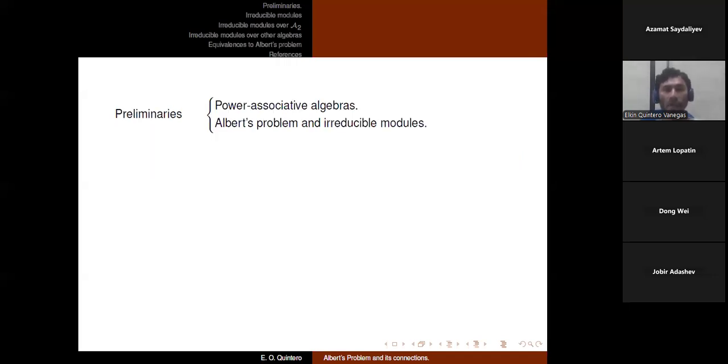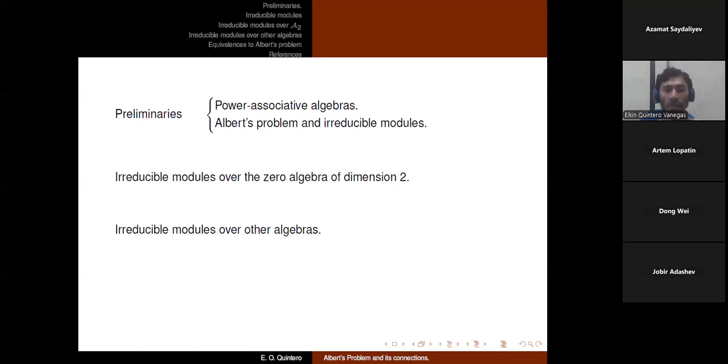I will initially speak about power-associative algebras. I will introduce Albert's problem and irreducible modules. After that, I will speak about the irreducible modules over the zero algebra of dimension 2 and the irreducible modules over other kinds of algebras. And finally, I will give an equivalence to Albert's problem using irreducible modules.